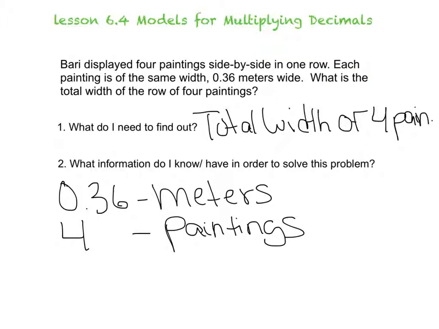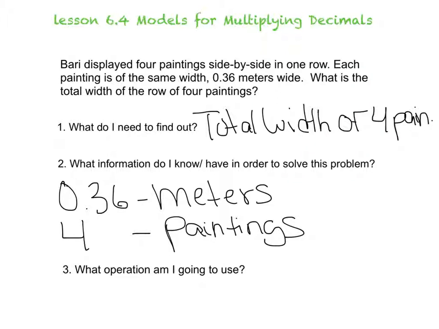Excellent, I'm on my way. Now the last thing is, what operation am I going to use in order to solve this problem? Let me see, am I going to use subtraction? Well, no, subtraction wouldn't work because I need to find out what's going to be the new width of the row of all 4 paintings combined. If I put all 4 of them together, what's that new width going to be? So that's not going to work.